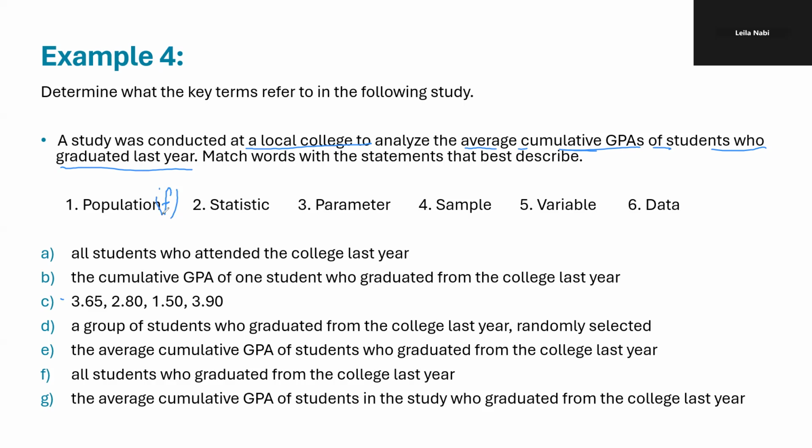What is the sample? The sample is always a group of the population. When the population is all the students who graduated from the college last year, the sample is a group of students who graduated last year. And we know the sample must always be selected randomly. So the sample is D.